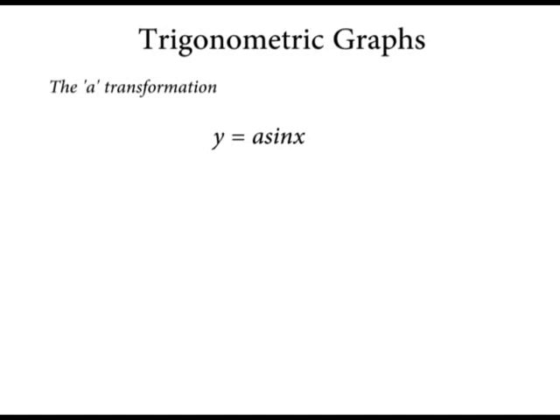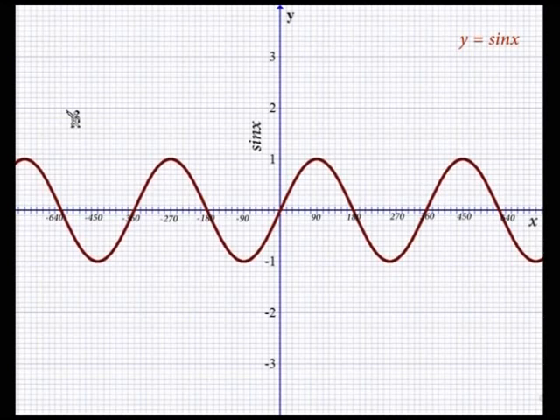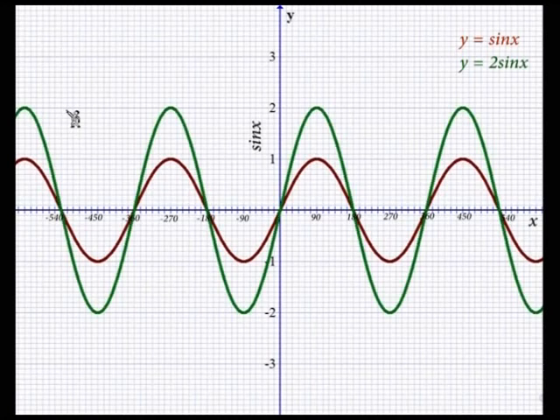When a constant is multiplied upfront to the function, it produces a vertical stretch or compression to the graph. This is the base graph y is equal to sine x. And now let's make an A transformation. Let's have y is equal to 2 sine x. And you see our graph has been vertically stretched by a factor of 2. Where we had a crest at 1 and a trough at negative 1, now we have a crest at positive 2 and a trough of negative 2. So each function value has now been multiplied by 2, and the result is stretching by a factor of 2.